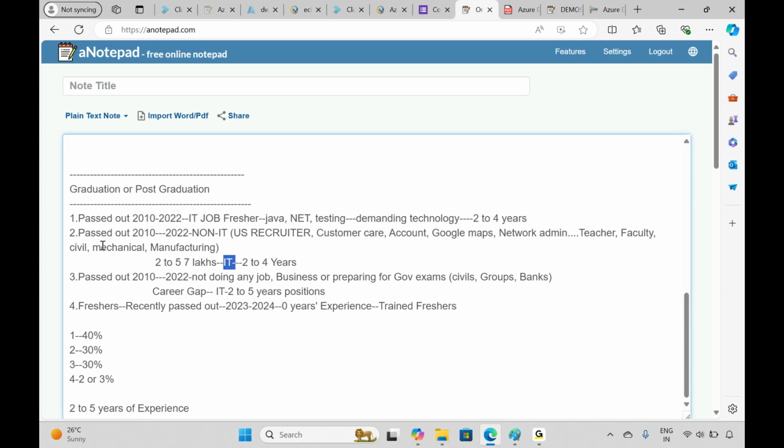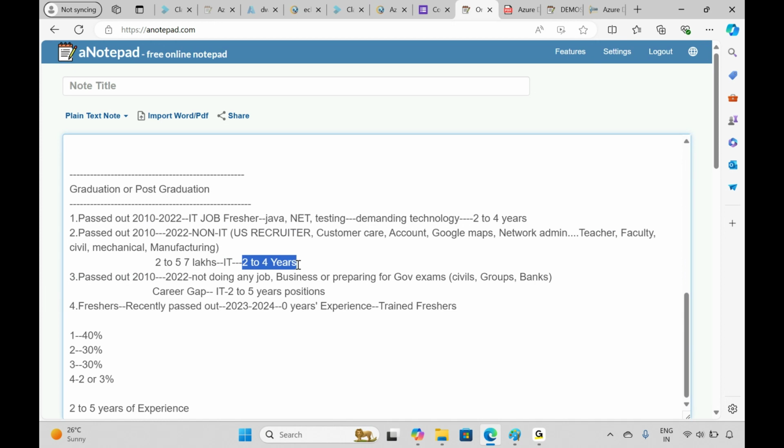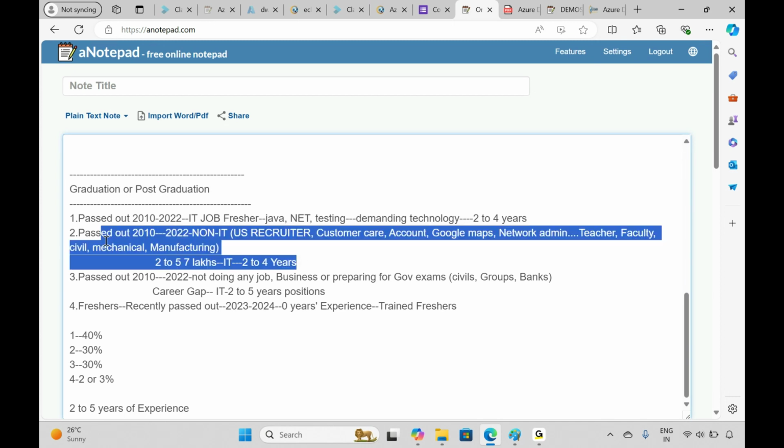Definitely these people, when they apply for the IT job after learning the Azure data engineering course, need to apply as a 2 to 4 years experienced person. This is category 2. Whatever non-IT experience they have, they are going to convert into IT. That complete guidance I will give you.